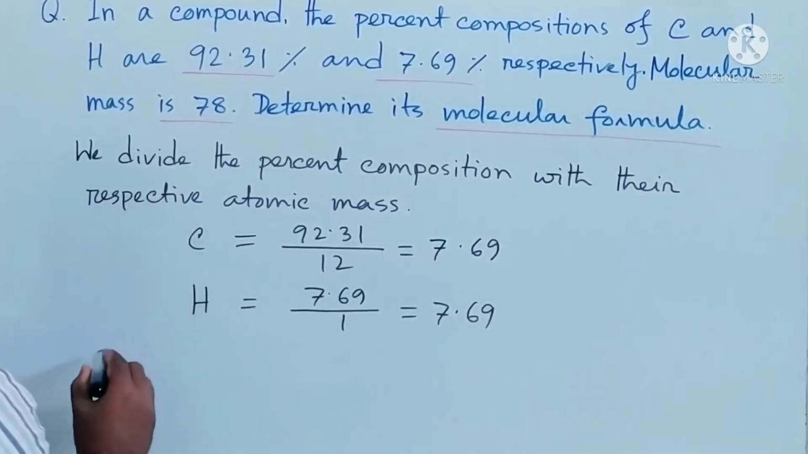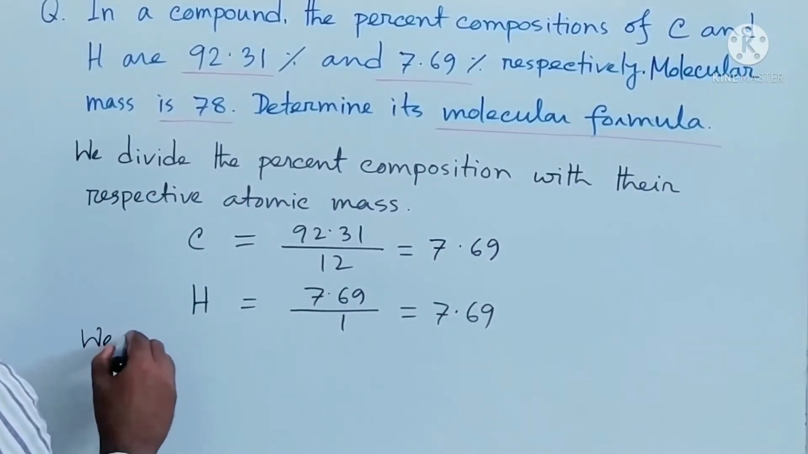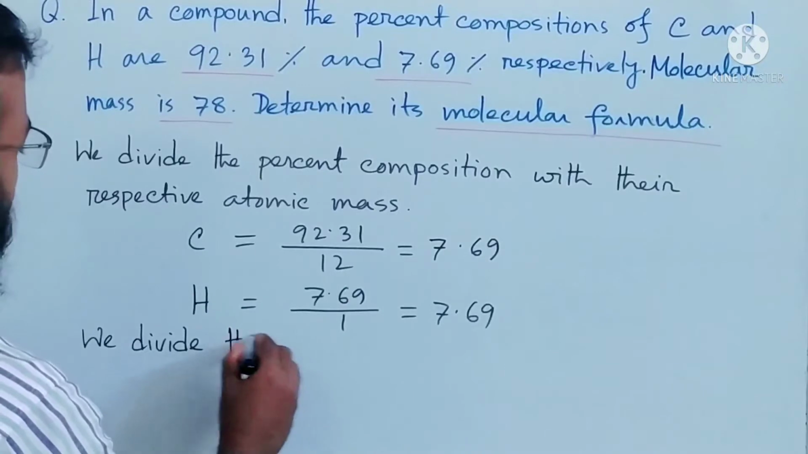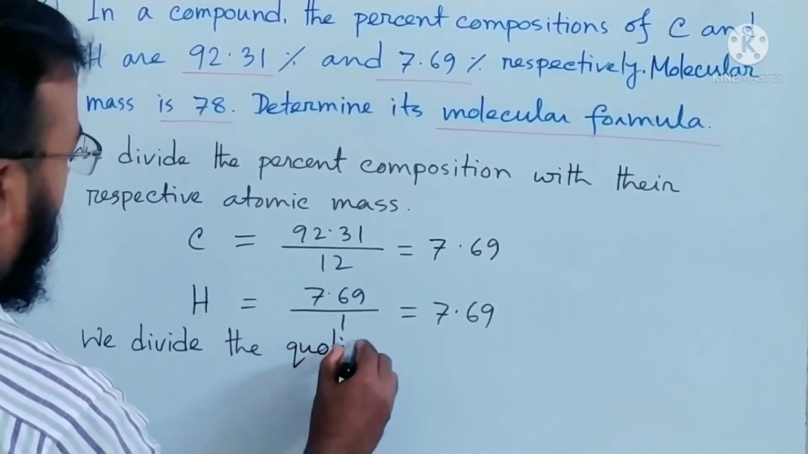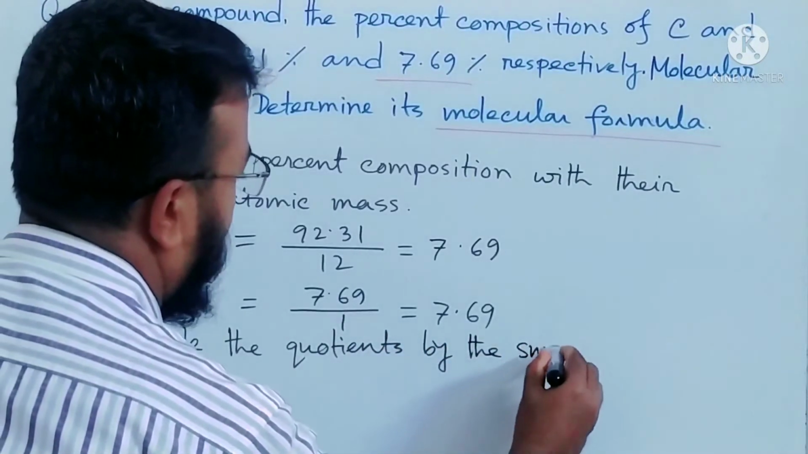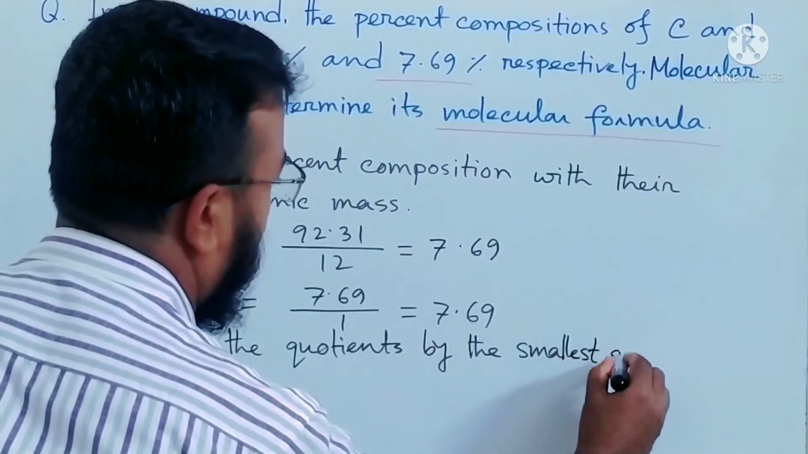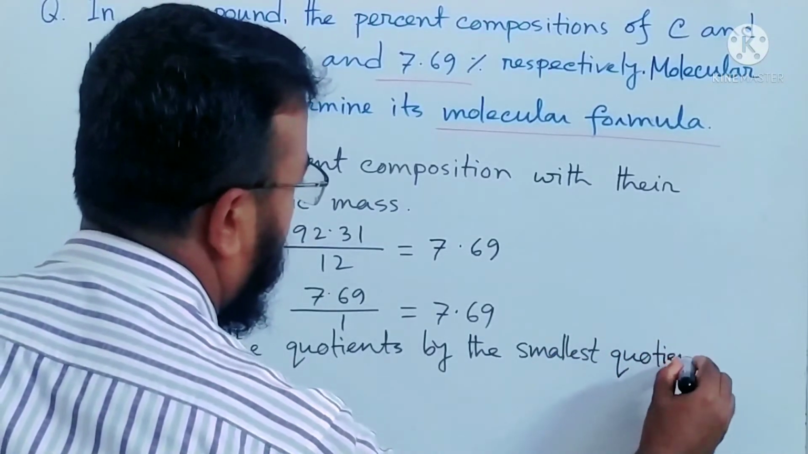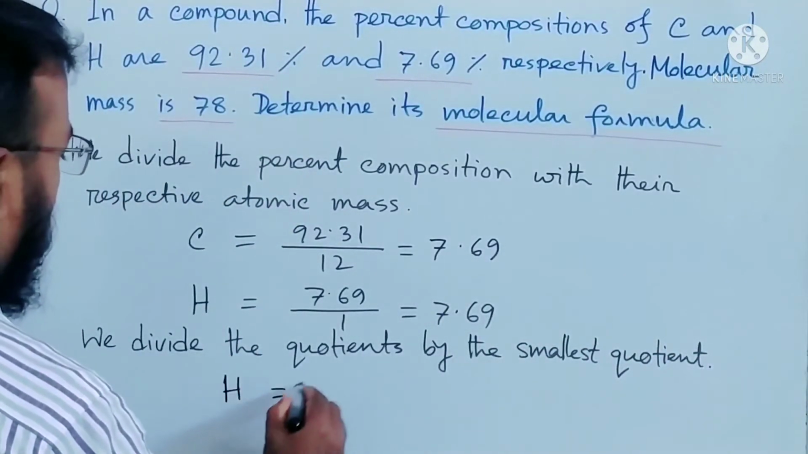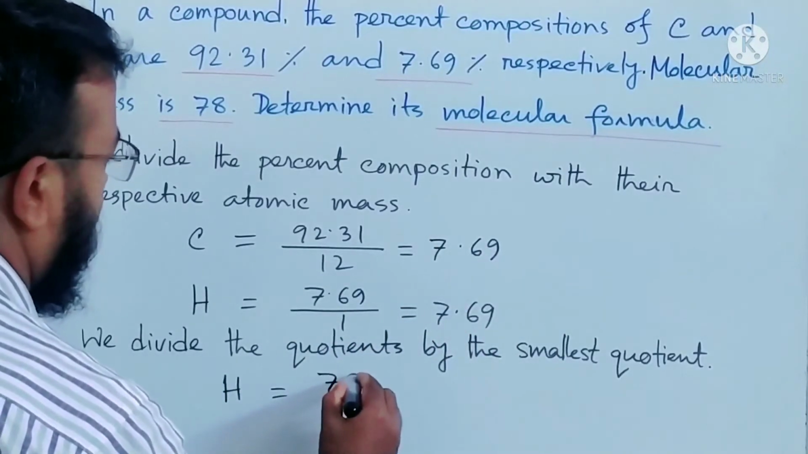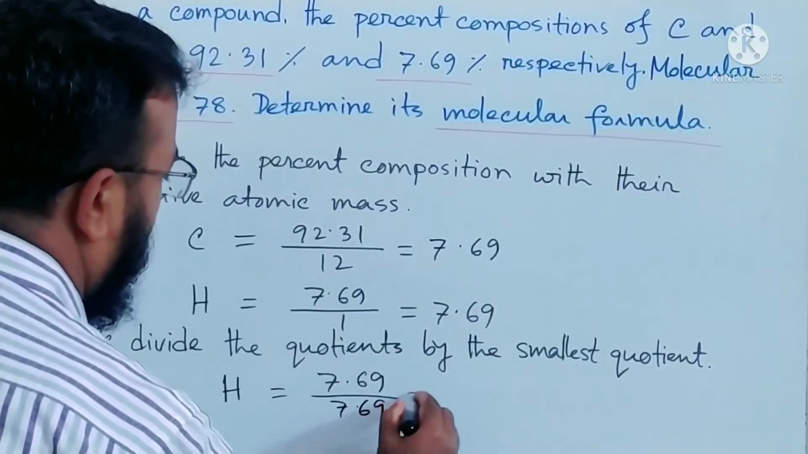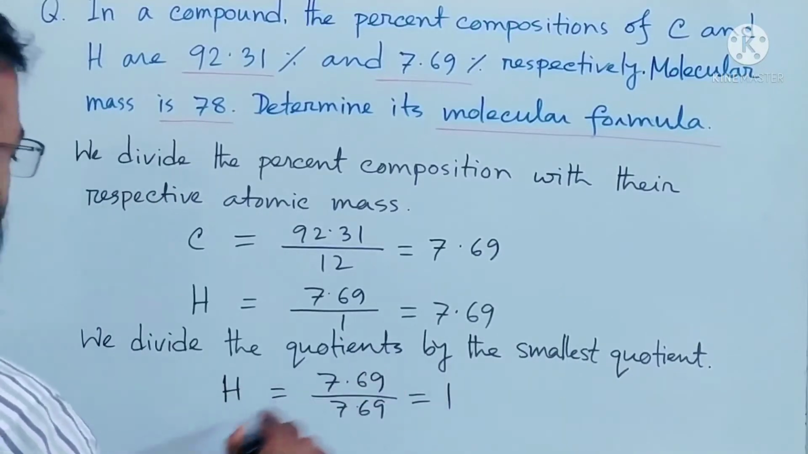Okay, then we divide the quotients by the smallest quotient. So first one is hydrogen and the result was 7.69, and it is also the smallest, 7.69. So we have got the number of atoms of hydrogen, it is 1.